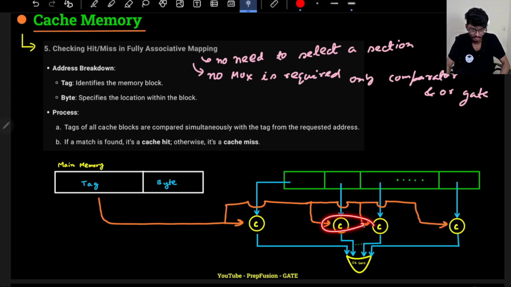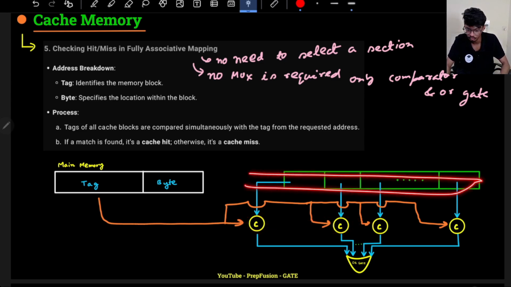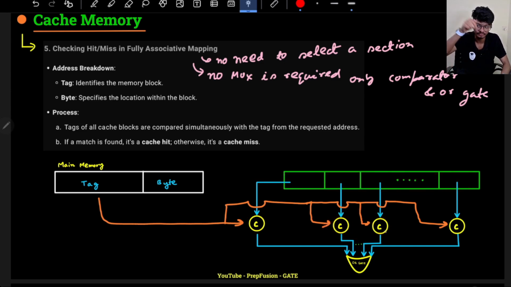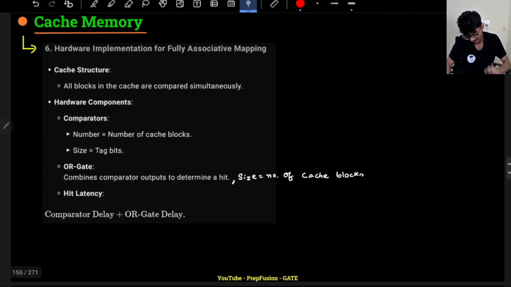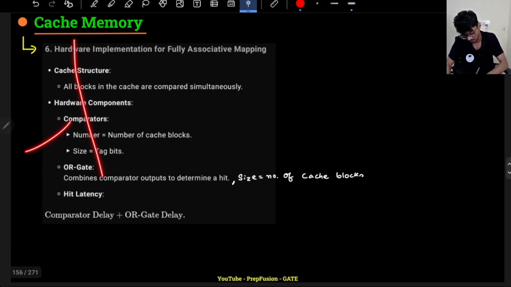The size of the comparator will be the number of tag bits. The number of comparators required will be the number of cache blocks. Whatever the number of cache blocks I have, those many comparators are required, because I have to individually compare all the tags. Now what will be the size of the OR gate? It is the number of comparators, which is the number of cache blocks. So the size of the OR gate will be the number of cache blocks.